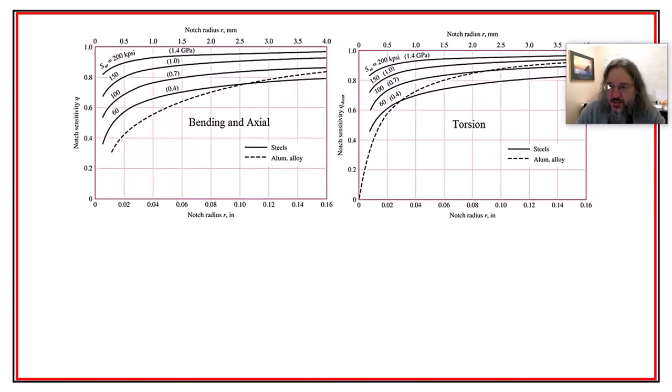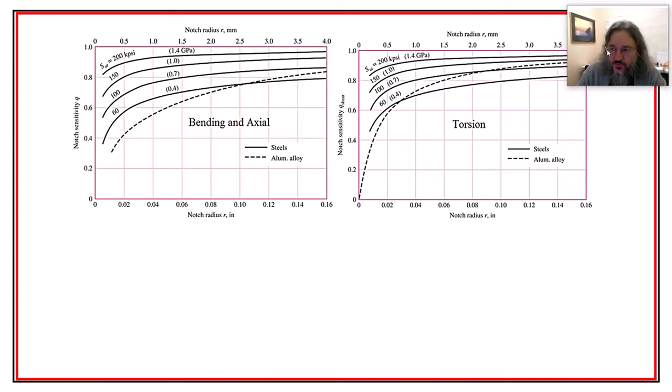And here's where we get them from. From here, for either bending or axial, we get our Q, and you can see it varies from 0 to 1 up here. Notably, we have lines of constant ultimate strength, and then we use the notch radius right here. And there's also notch radius in millimeters up at the top if you want to go that way.